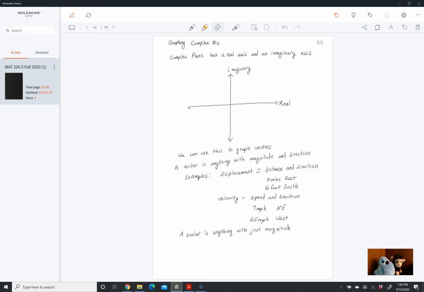So we graph these vectors, okay? And we can use complex numbers to represent those vectors. When we graph a vector, it always starts at the origin, okay? So a vector is represented by an arrow. The length of the arrow would be the magnitude, and the direction of the arrow would clearly be the direction, okay? And they start at the origin and they end at your point, okay? So let's just take some examples.